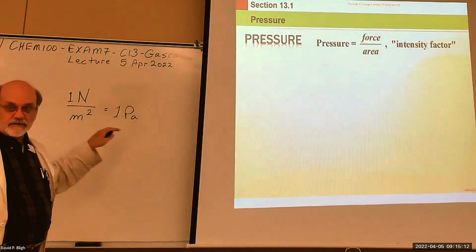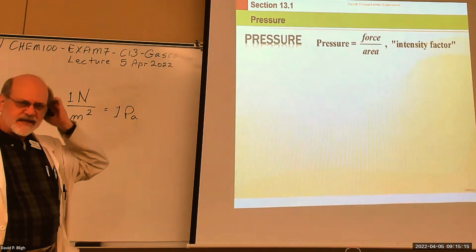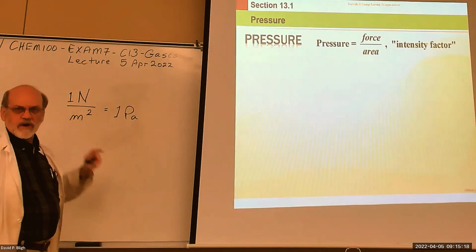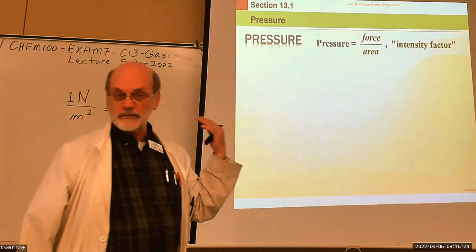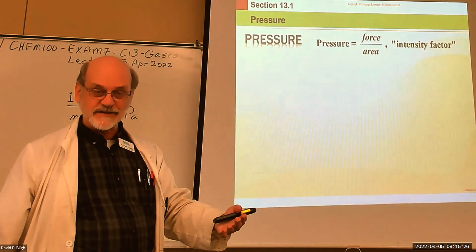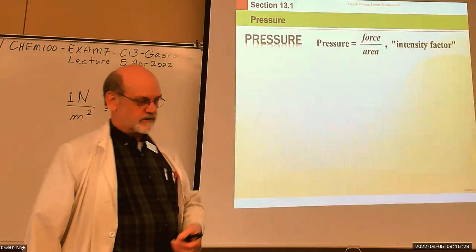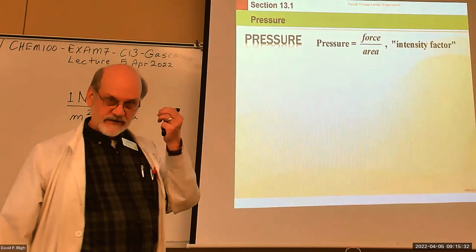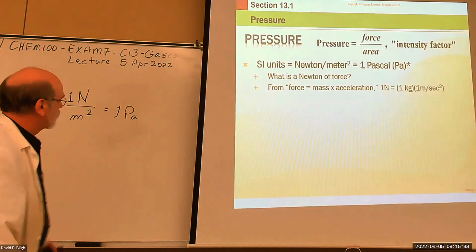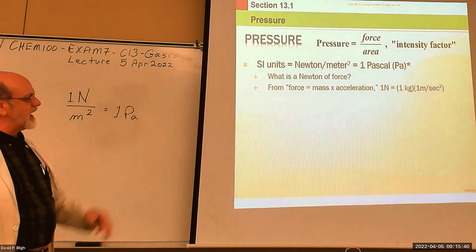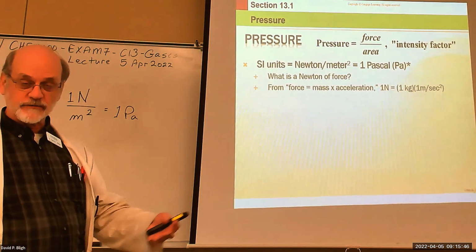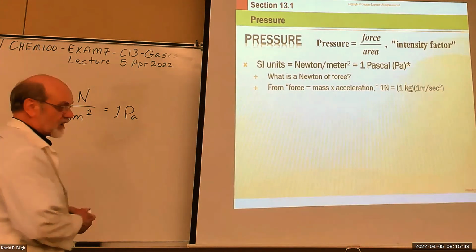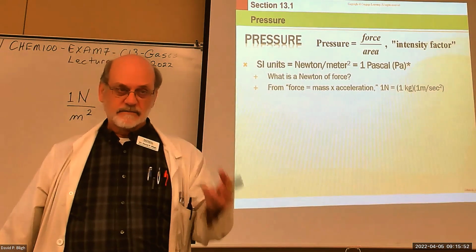So this is an intensive factor, and most intensive factors are ratios. Not all, but most. The exception to that rule would be temperature. Temperature is intensive, but it's not a ratio. It's just a simple single unit measurement. All right, so there it is. Newton per square meter is 1 Pascal. What's a Newton of force? How do we relate newtons of force? Well, it goes back to Newton's second law of motion.